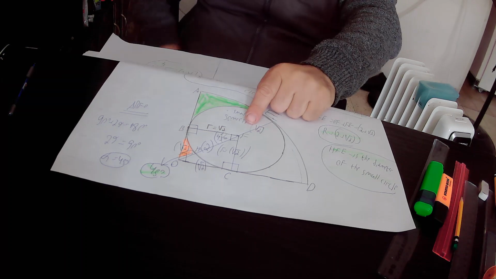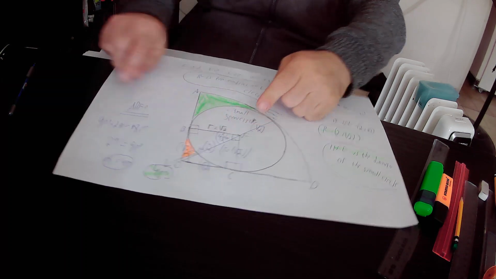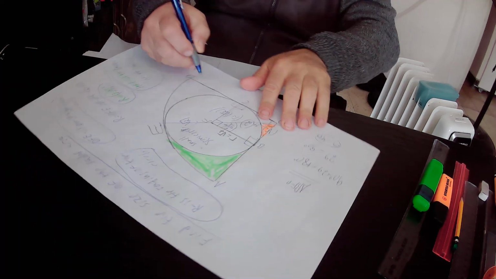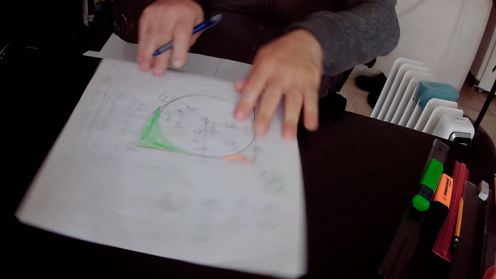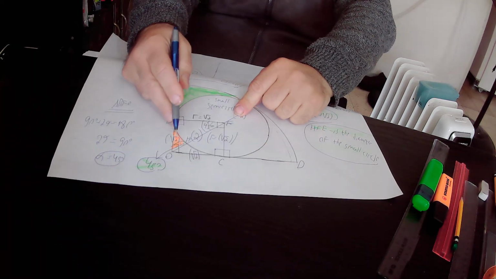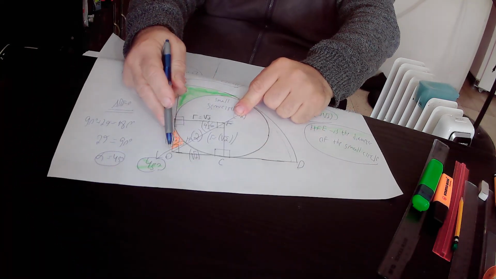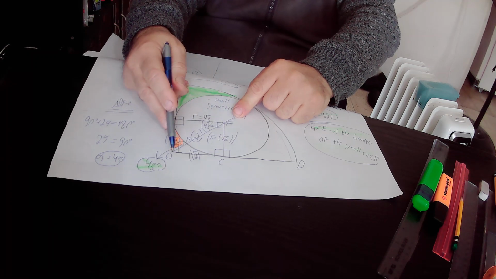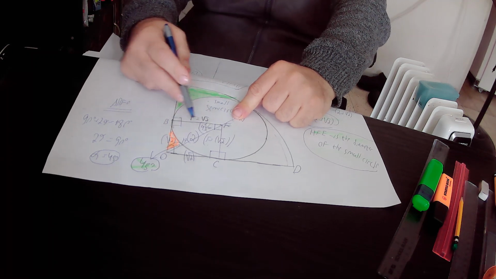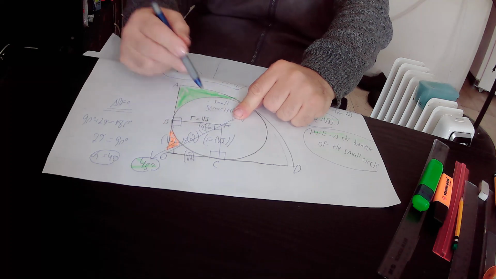In the next step, we join points F and C together by a straight line. I repeat again, we join points F and C together. We join points F and O together by a straight line. By joining points F and O, we created the right triangle FBO.